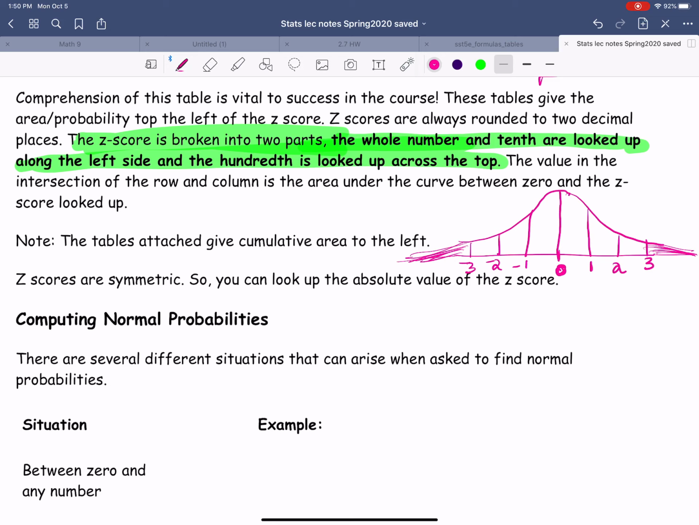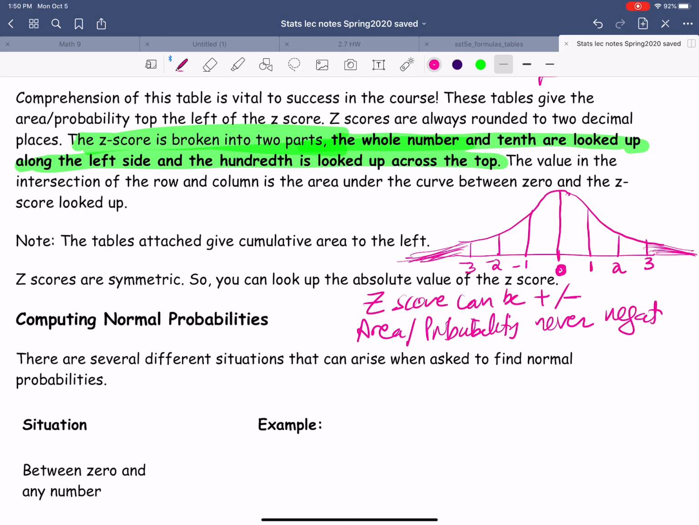Okay, one more thing, I have it somewhere in the notes that you should memorize. The z-scores can be positive or negative, but the area and probability are not. So z-score can be positive or negative, but the area or probability is never negative. Never negative. Area and probability are never negative. But z-scores can be positive or negative.